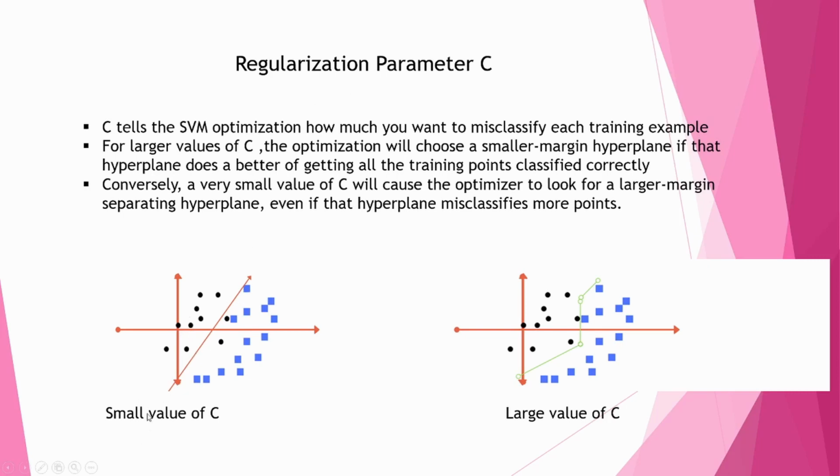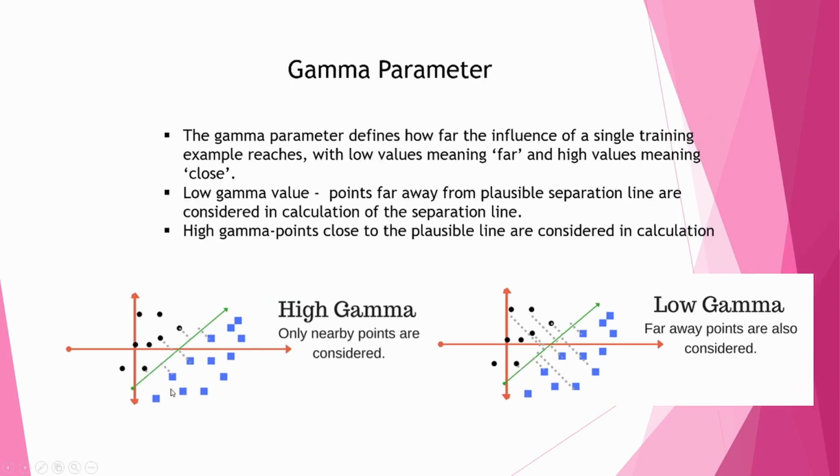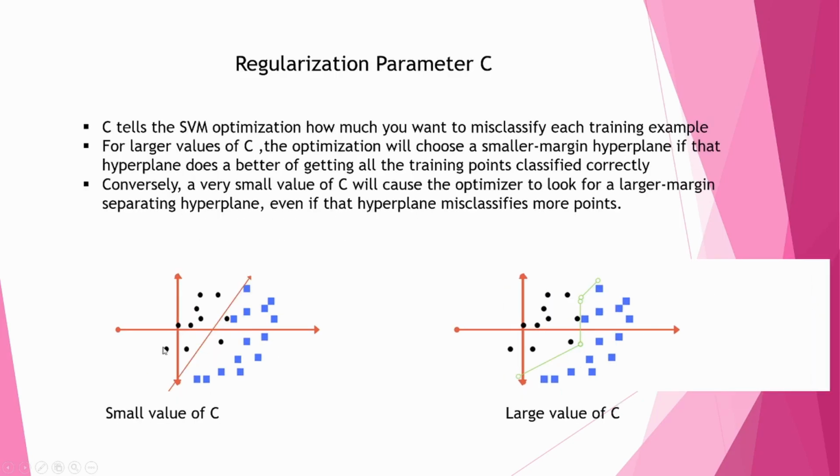As you can see, if we have a small value of C, that means that our algorithm tolerates misclassified points. As you can see, we have two misclassified points here. And then if we have a large value of C, you can see that our algorithm will not tolerate misclassified points. As you can see, this hyperplane tries by all means to classify all the points correctly.